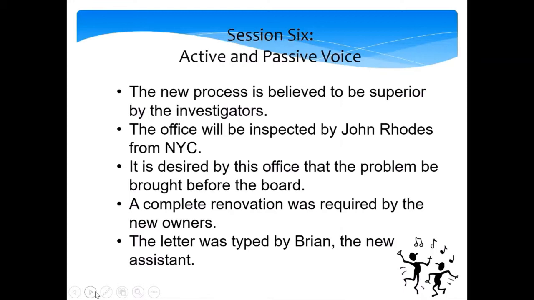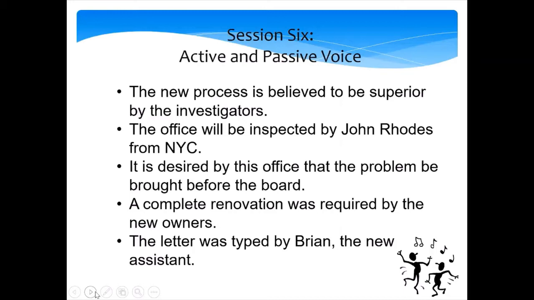And in this sentence, what can be the verb, the action verb? The investigators think. In this case, think is the verb and the object is the new process is superior. So when it's rewritten, it will be the investigators think the new process is superior. Next, the office will be inspected by John Rhodes from NYC.